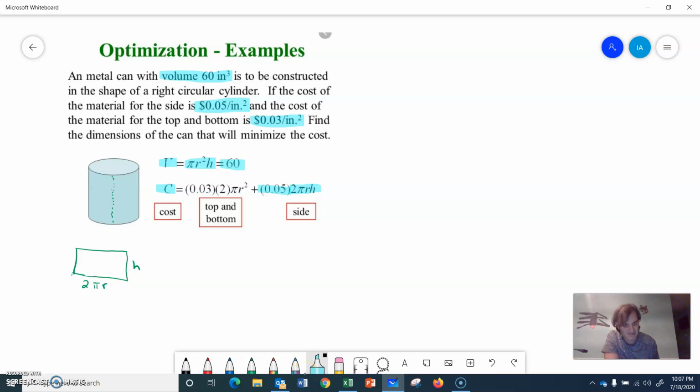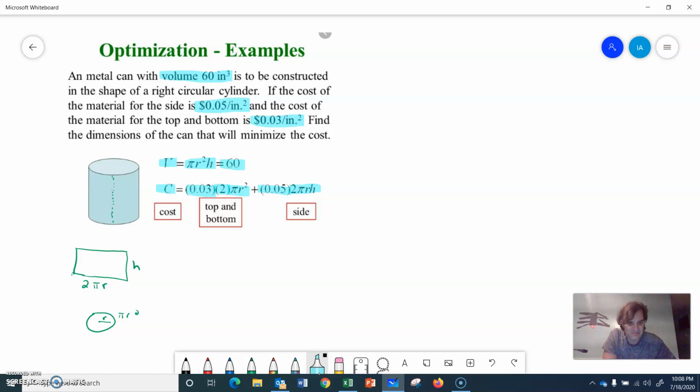And then the top and the bottom. The top and the bottom are just circles. Well, the area of a circle is pi r squared. So looking at the formula we've got here, we've got pi r squared. There's a top and a bottom, so that's two of them, and then 3 cents per square inch. So that's where the cost formula comes from.